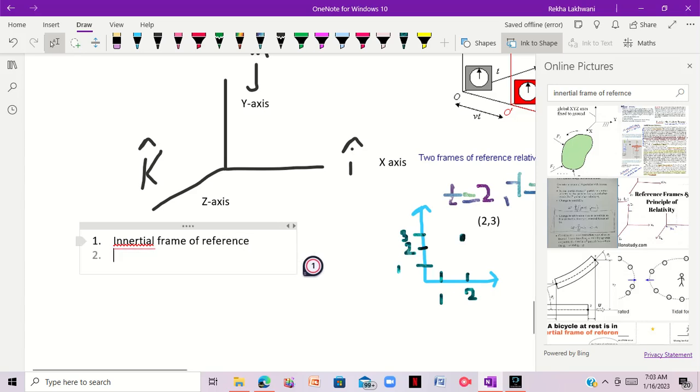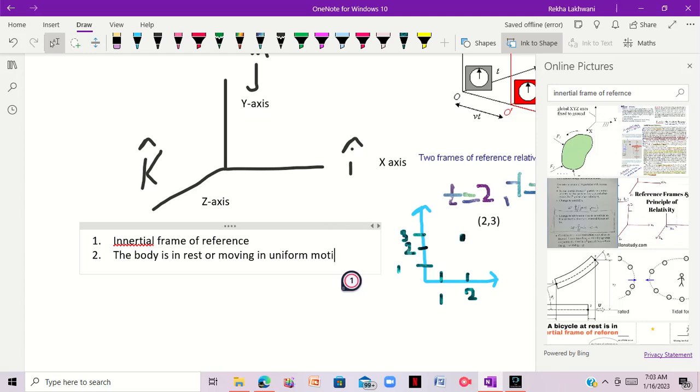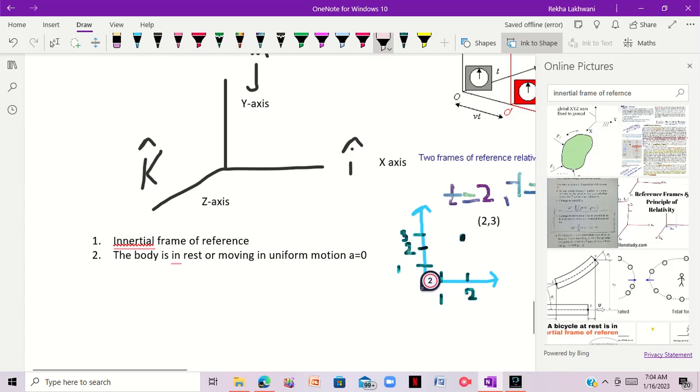In an inertial frame of reference, the body is either at rest or moving in uniform motion. Uniform motion means where acceleration is equal to zero. So acceleration is equal to zero, which means there is no change in velocity. So it is uniform velocity. So a body at rest or moving in uniform motion is known as an inertial frame of reference.